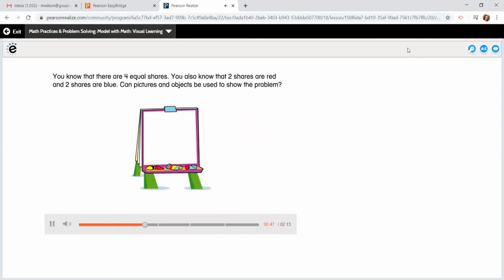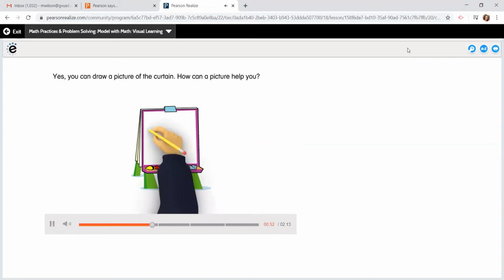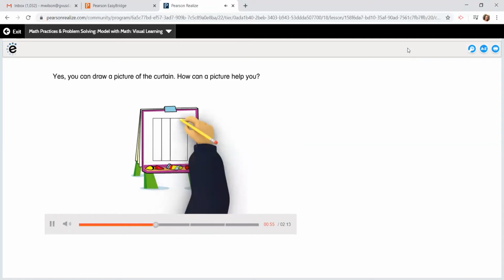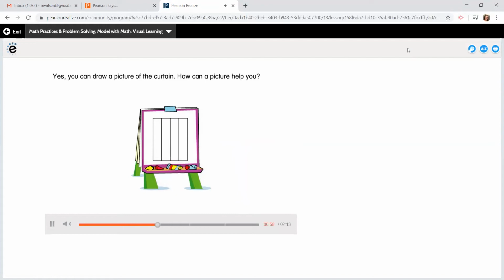Can pictures and objects be used to show the problem? Yes, you can draw a picture of the curtain. How can a picture help you? So drawing a picture, which we do a lot in class, especially in math, is very helpful. A picture can help us because it gives us a good visual that we can see with our eyes and help our understanding of the problem. You can see how many shares are red and how many are blue.